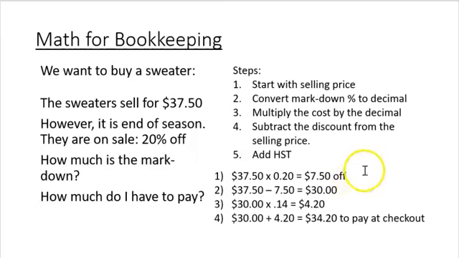Multiply the price by the percentage, that gives us $7.50 off. Then we've got $37.50 minus $7.50 to give us $30. 30 multiplied by your 0.14 for your HST gives you $4.20. $30 plus $4.20 is $34.20 is the amount that you're going to pay at the checkout.